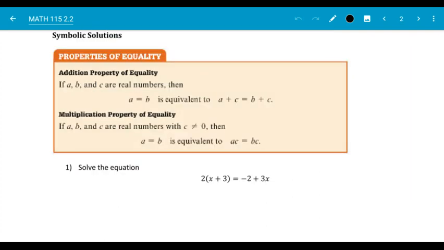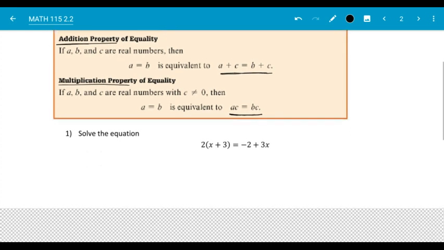Some of the basic properties of equality are the addition property of equality and the multiplication property of equality, which say that you can add some number to both sides and you still have an equivalent equation, and you can multiply both sides of an equation by something and also still have an equivalent equation as you are looking at that.